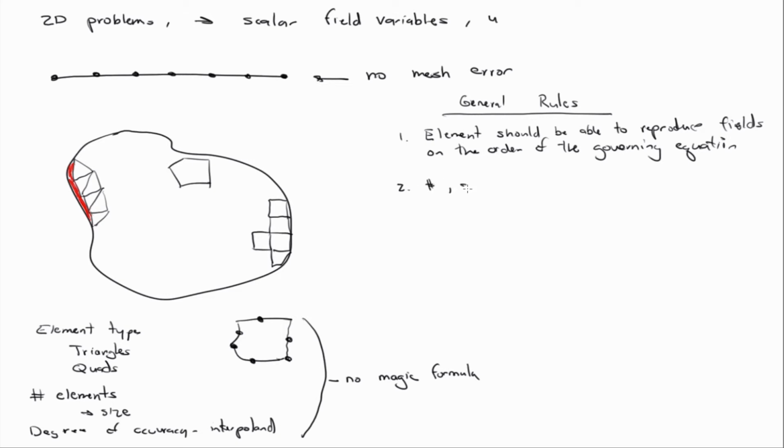So you want to choose a number, a shape, a type of element that leads to an accurate solution. And what I mean there is, don't do something silly like take this domain over here and mesh it with two triangles. You're not going to get a very accurate solution that way.